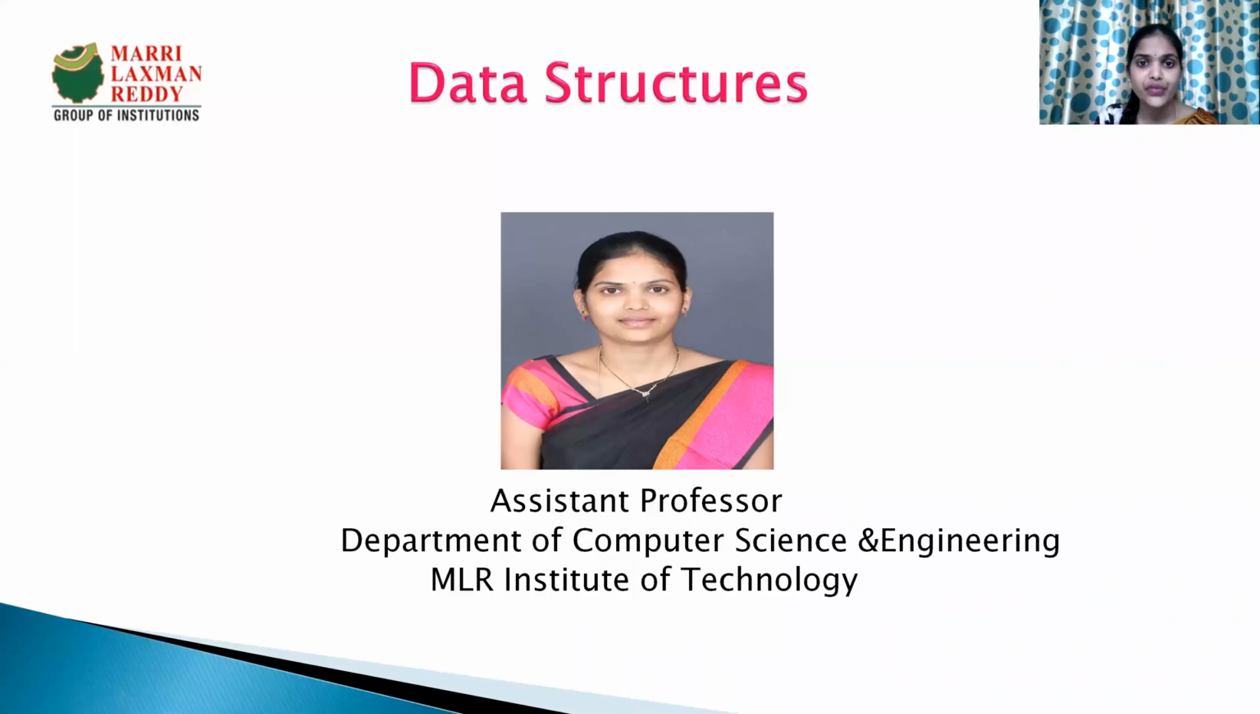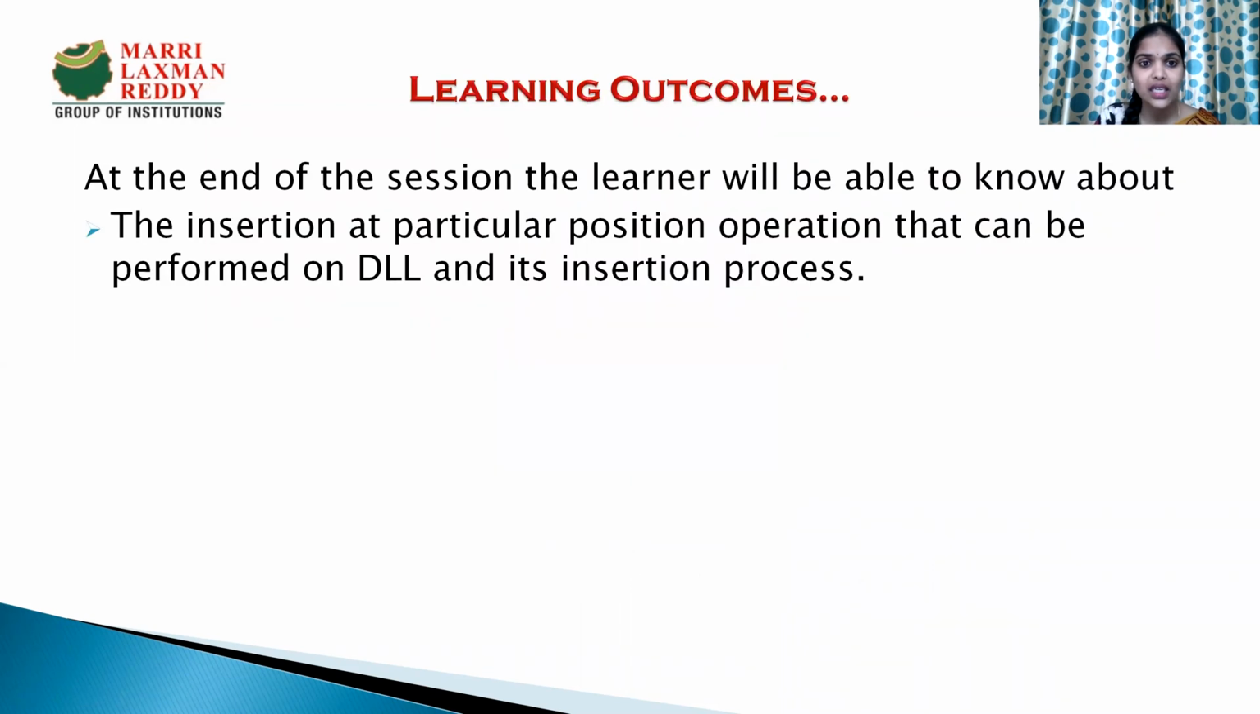In today's session, we are going to see how to insert a node at a particular position in the doubly linked list. It means if you want to insert any node at a particular position, you can insert it in that particular position. In the previous sessions, we have already seen how to insert a node at the beginning of the list and also how to insert a node at the end of the list.